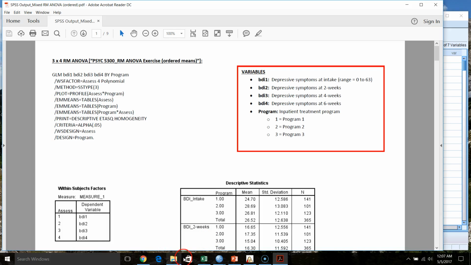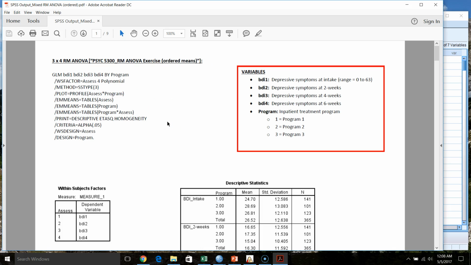I want to walk through a demonstration of how we might approach teasing apart simple effects within a mixed repeated measures ANOVA design. In this screencast, we're going to work with the 3x4 repeated measures ANOVA with the ordered means.